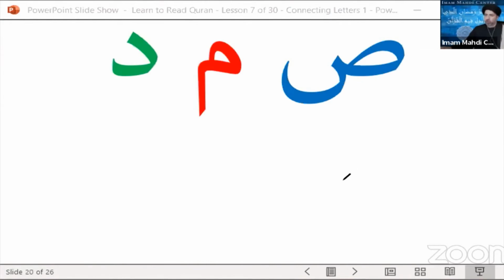We're going to keep the top of the sad, just like this. And instead of the tail of the sad, we're going to put just this little extension like that. We're going to drop the tail of the mim, and we're going to have just the top of the mim.